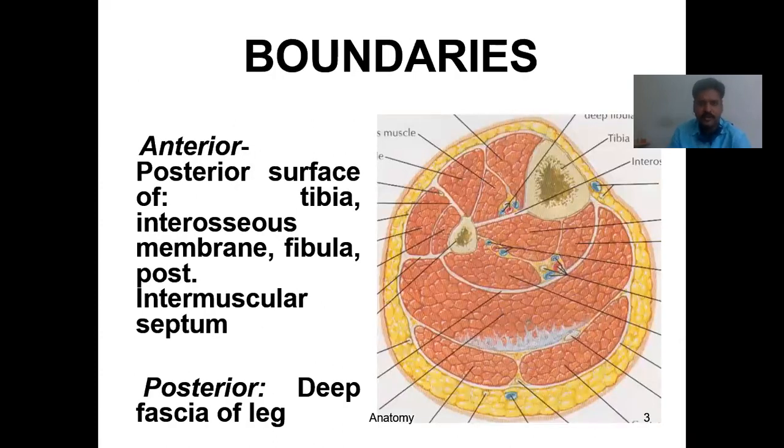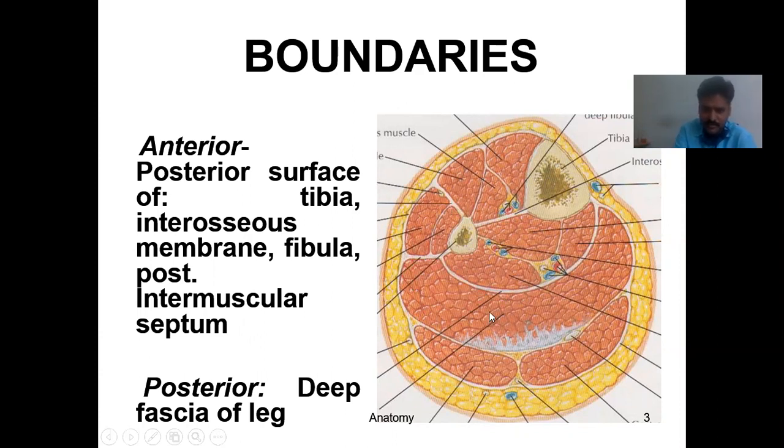So coming to the back of the leg, what are the boundaries of the back of the leg? Anteriorly, of course, it is bounded by the posterior surface of the tibia, the interosseous membrane, the fibula, and the posterior intermuscular septum. Hope you know the intermuscular septum. That is a modification of the deep fascia. Is it clear? So you can see the muscles.